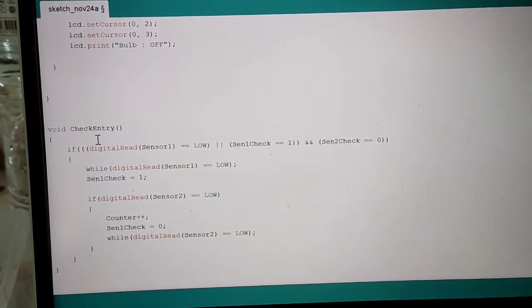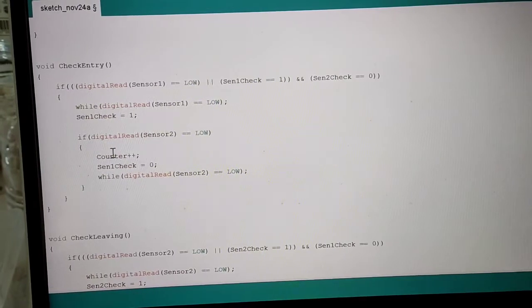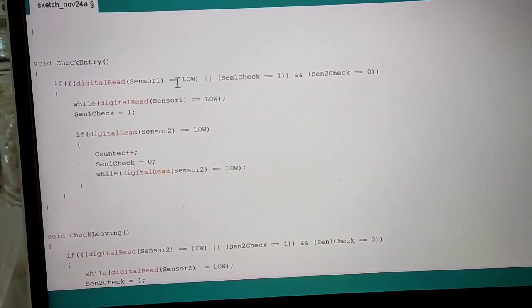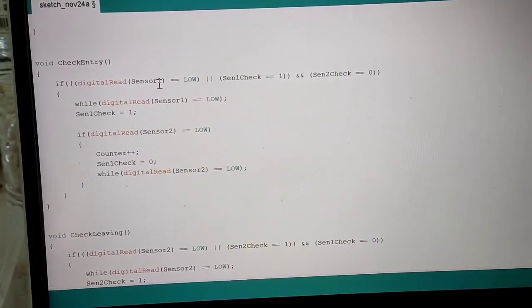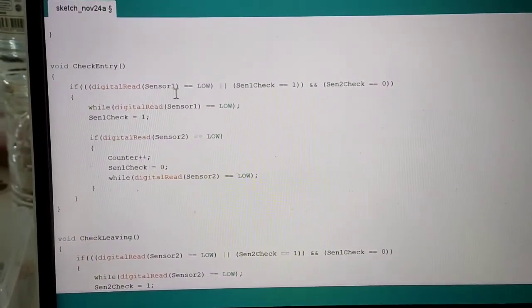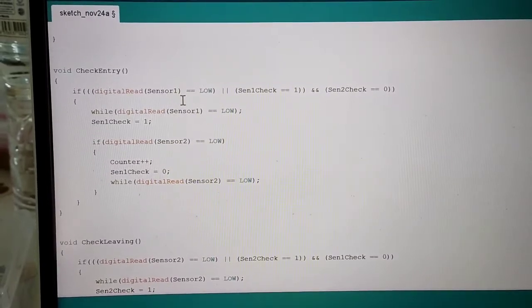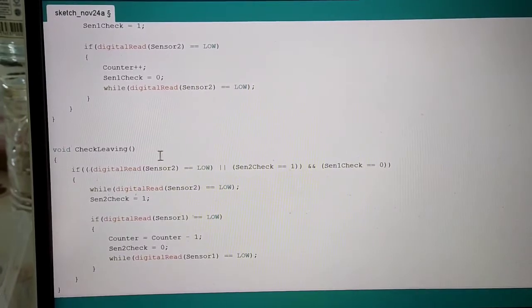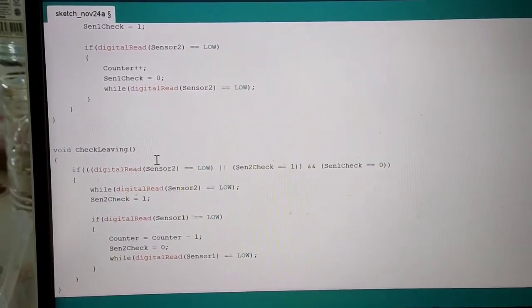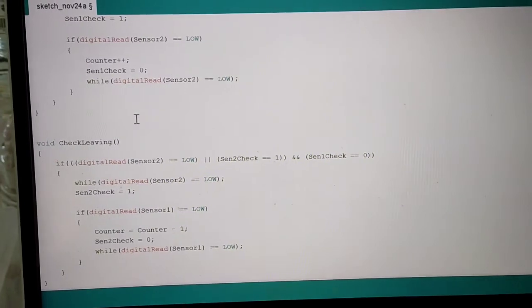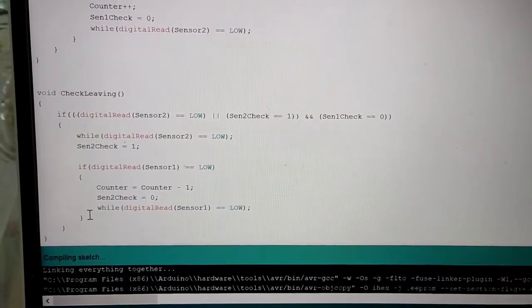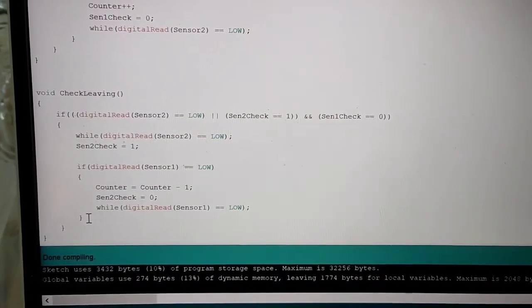This is the part of the coding that checks entry, to calculate the number of people entering the room. This is the part that checks people leaving and calculates. So this is my coding, and I verified my coding is completely sketched and done.